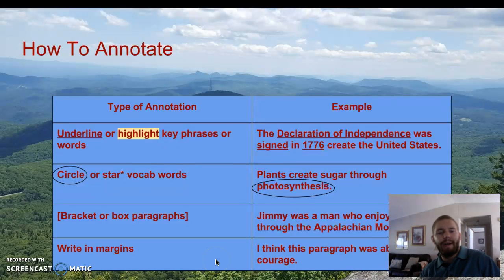And then of course you can write in the margins. This is your chance to really make your own connections to it. This is your chance to really put into text what you're thinking of whenever you're reading. So for example, if you're reading this paragraph up here, Jimmy was a man who enjoyed hiking through the Appalachian Mountains, you can think, okay, well, I think this is a paragraph about courage. So then you would actually write in the space around and near your text exactly that. You can even say courage if you want to go even shorter with it.